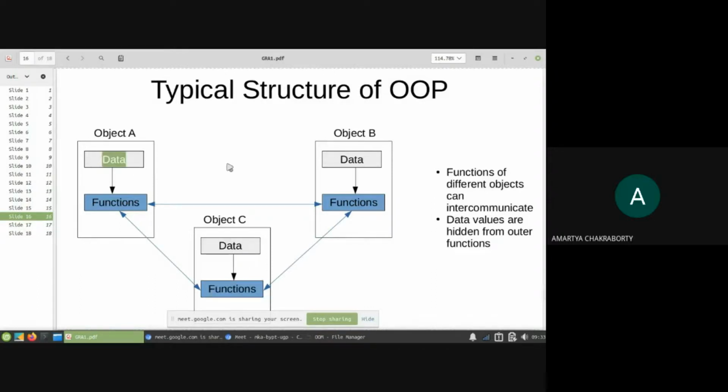This is very important to note, right? So each object's functions can always intercommunicate, whereas the data values are kept completely hidden from the functions.